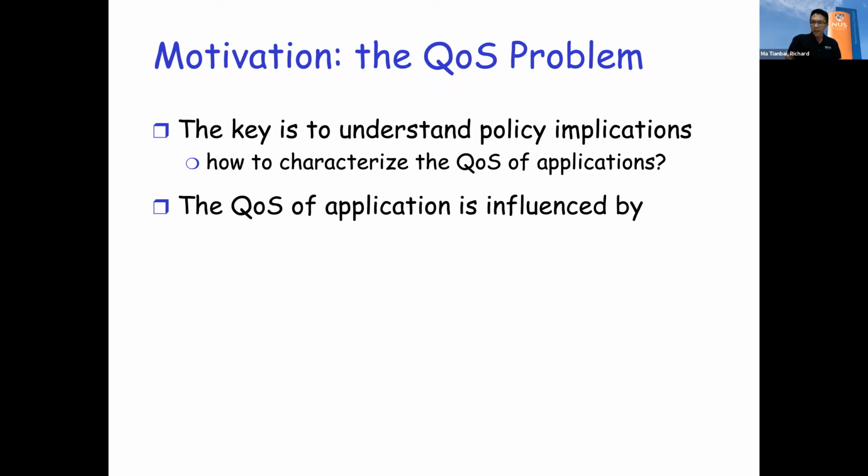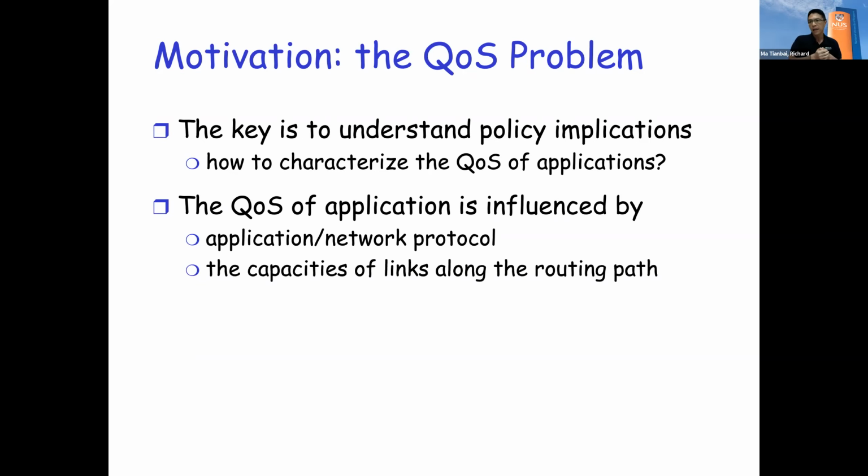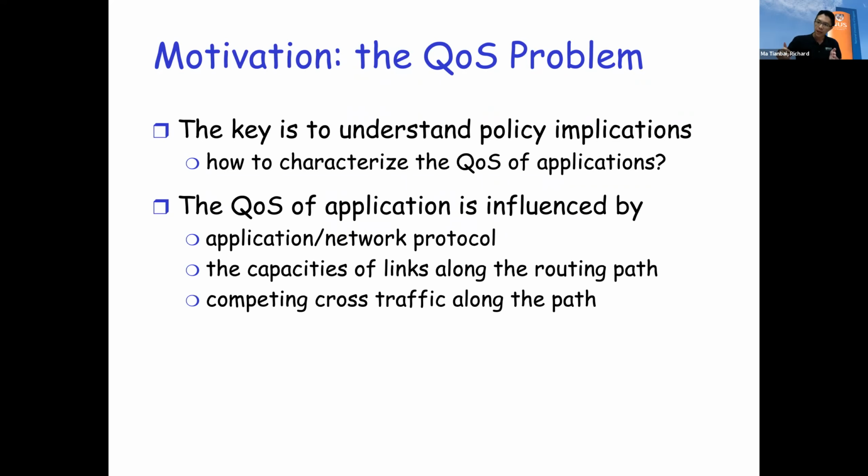So to me, it's quite a challenging question or problem, because the QoS is influenced first by the kind of protocols used by the application. For example, whether the application is using UDP or TCP, what kind of congestion control algorithms are used by the version of the TCP, and so on and so forth. Of course, it really depends on the physical capacities of the communication or network links along the routing path. And it also depends on other competing cross traffic that is sharing certain resources along the routing path.